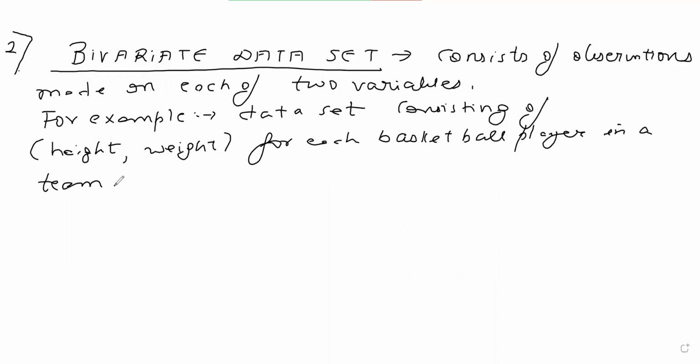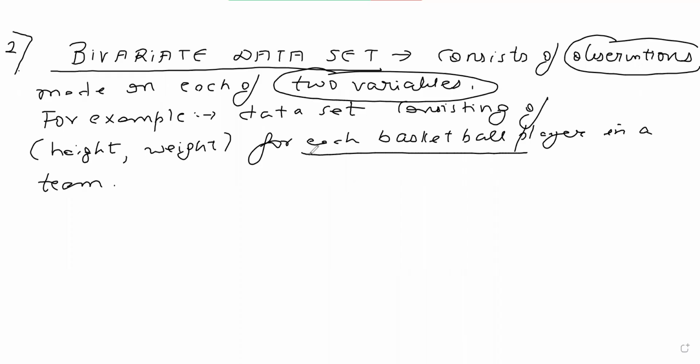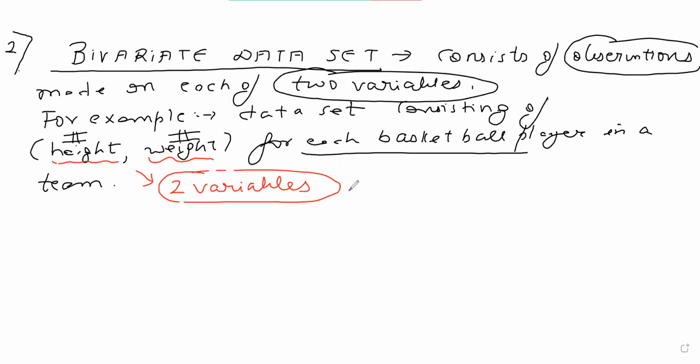Students can clearly see it's bivariate. Why? Because now we are looking at observations for how many variables? Two variables. For every basketball player, we are interested in looking at what is the height of that basketball player, what is the weight of that basketball player. So essentially, you can see that we have how many variables? We have two variables, height and weight. So it's a bivariate data set.